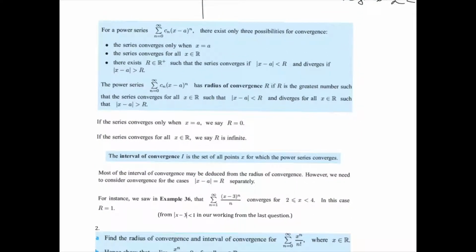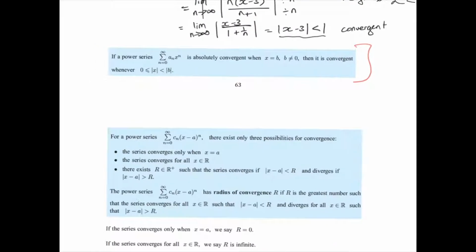Okay, power series. For a power series where blah, blah, blah, there exist only 3 possibilities for convergence. The series converges maybe only when x is a. That's kind of like saying back here. So let me explain this. So when x is a, that becomes a minus a, which is 0, which is kind of like when x is 0, and that's convergent. Does that make sense? I'm comparing it to the previous statement.